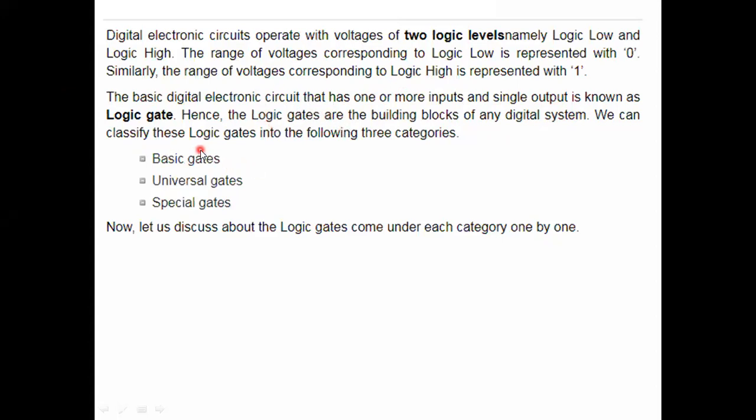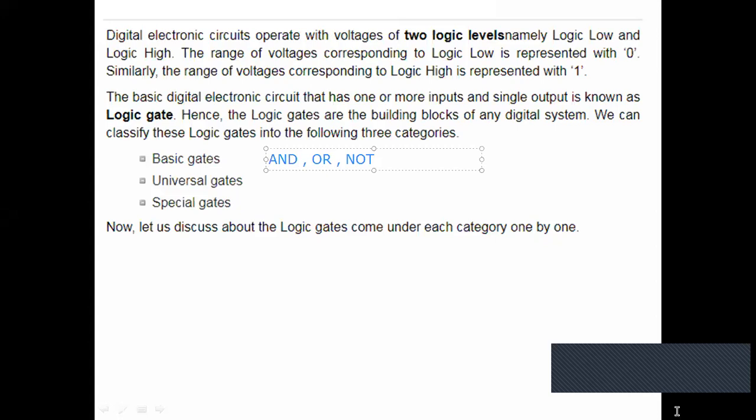The categories of logic gates are basic gates, universal gates, and special gates. Basic gates means three gates: AND gate, OR gate, and NOT gate.